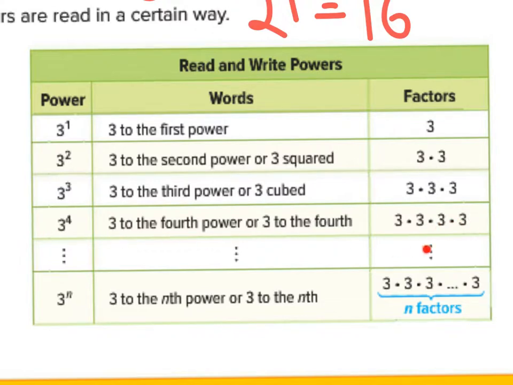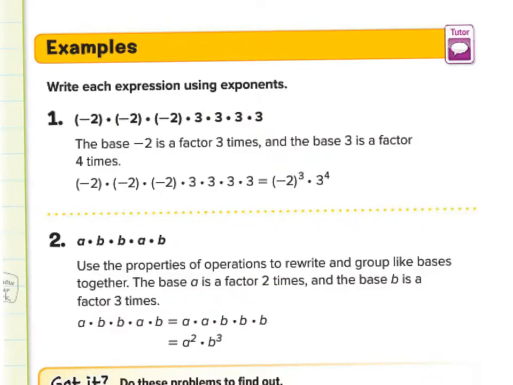And that pattern continues. If you do 3 to the power of n, we simply don't know how many times we're multiplying it by. It's something we have to figure out, but it's 3 times 3 times 3 with n factors, where n is the number of factors. It's an unknown variable.